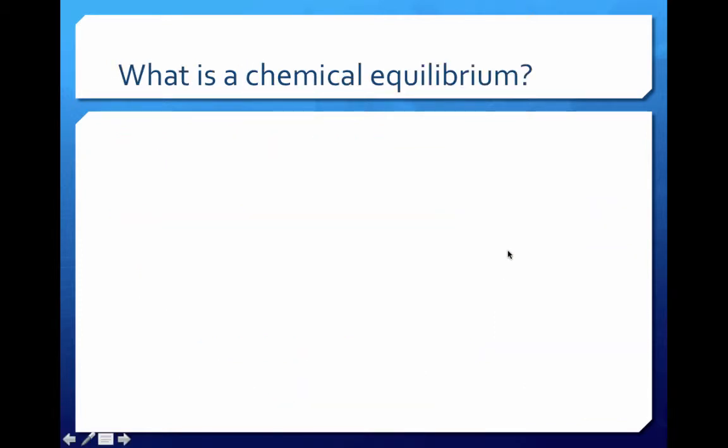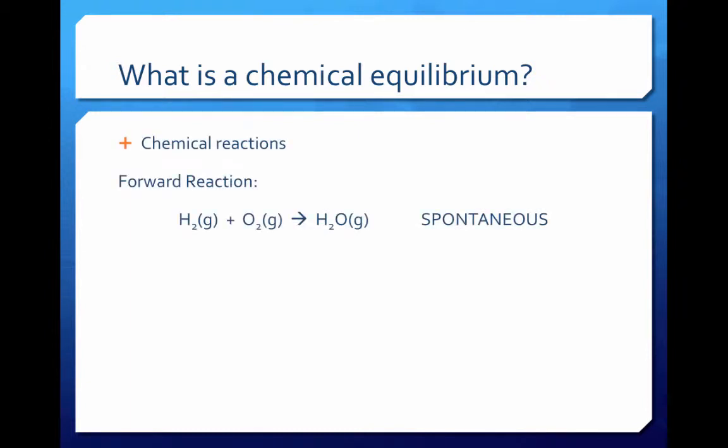As I said, the beginning of our discussion is to determine what a chemical equilibrium actually is. To do this, we're going to look at a couple different chemical reactions and how they are different. So to start, we'll talk about things in terms of forward reactions and reverse reactions. This reaction is the combustion of hydrogen gas with oxygen, unfortunately not balanced.